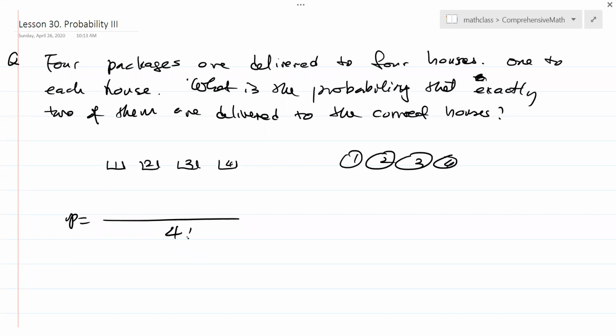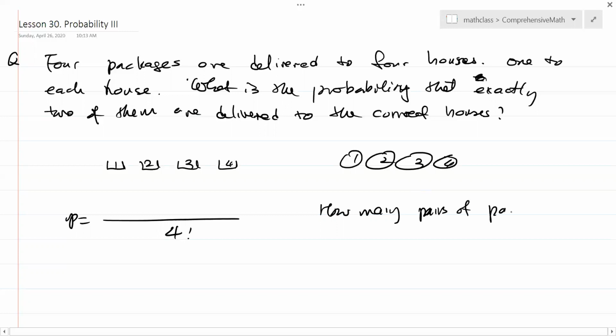How do you figure this out? My question would be slightly different. I say, how many pairs of numbers match the pairs of houses? A package should be matched with the house numbers, right? So how many pairs of numbers match with how many pairs of packages matched with houses?